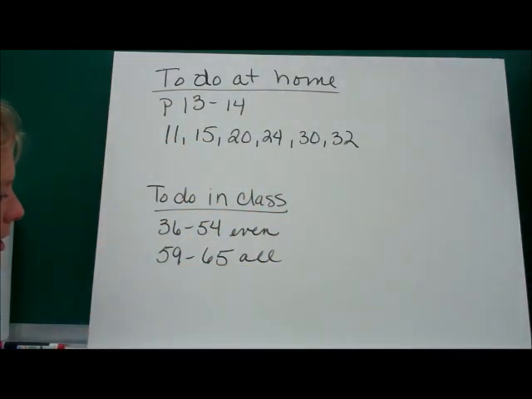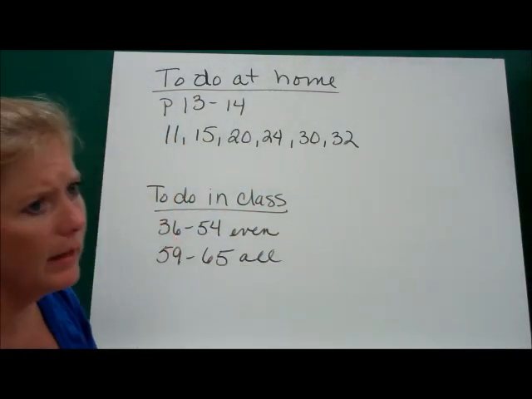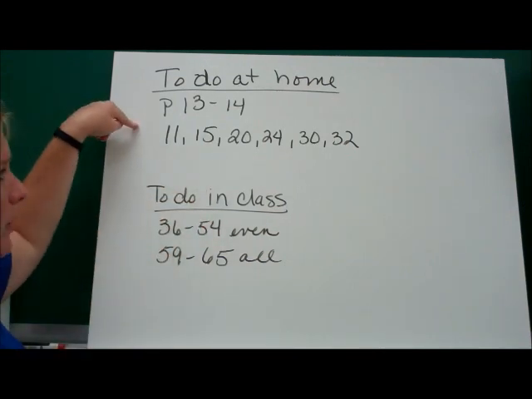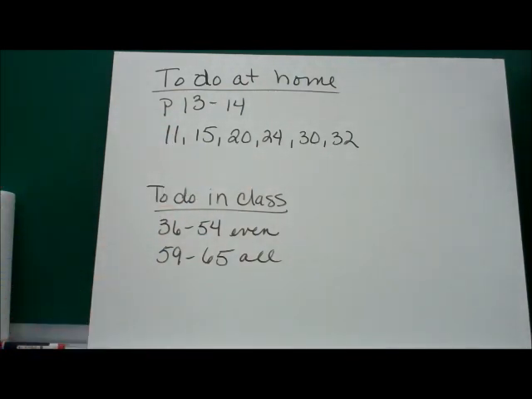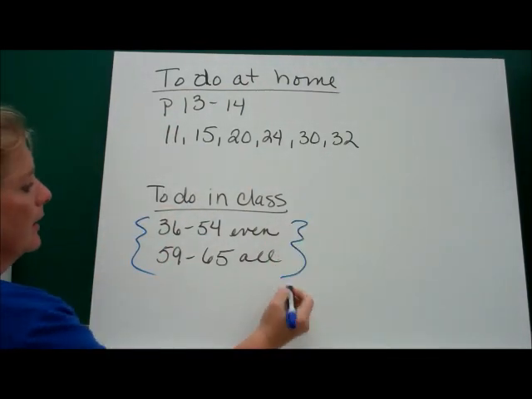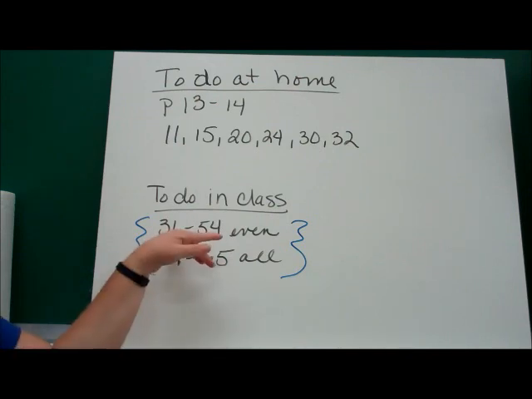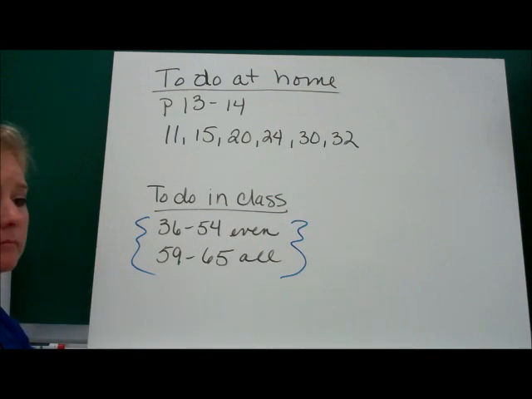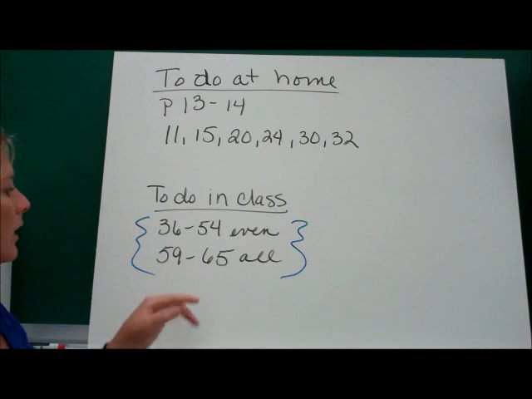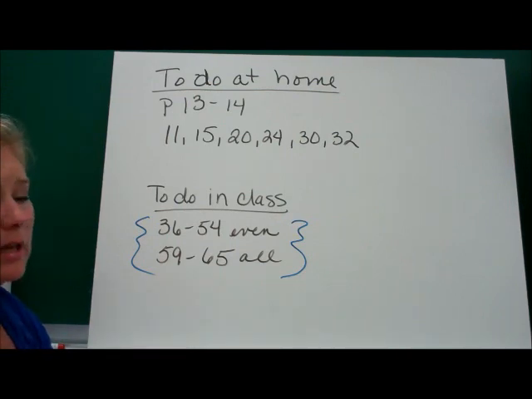Okay, now this one's a little different. I do want you to get a little bit of a head start. I said once in a while I would assign some problems for you to do at home. I want you to do page 13, 14, these problems at home, and then these problems we will do in class. Okay? If you want to start on the 36 through 54, the evens at home, go for it. I'm never going to be upset if you do more work at home. 59 through 65, these are going to be the more difficult, more challenging types of problems. Have a good day.